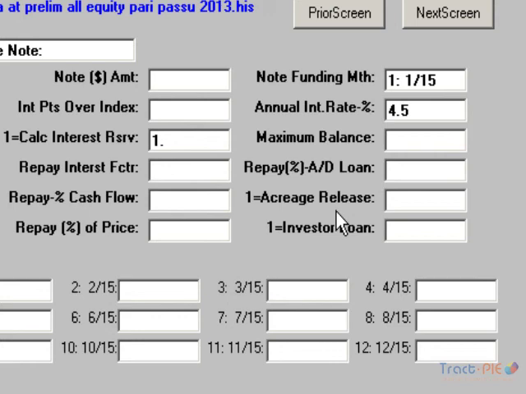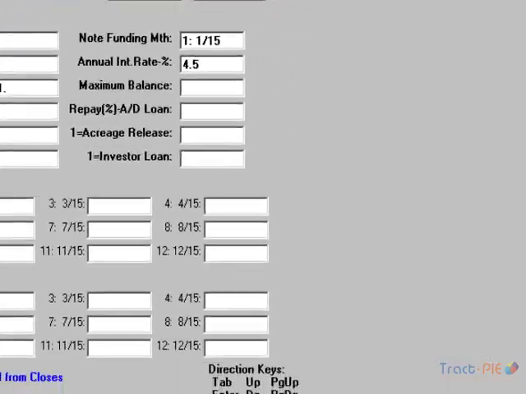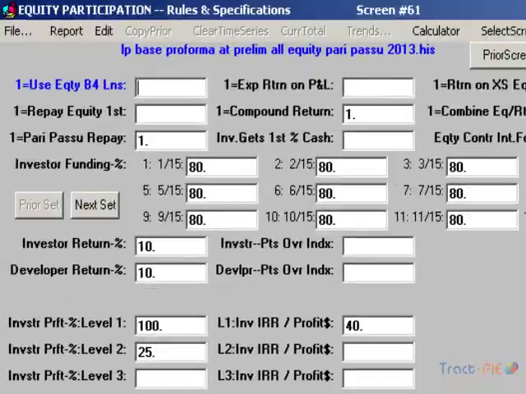Again, ultimate usable flexibility. The equity participation section is another section where you can really experience the power of the system to structure most any type of partnership arrangement. In this example, the investor is contributing 80% of all the equity that's needed and will receive a 10% preferred return on their outstanding equity balance.